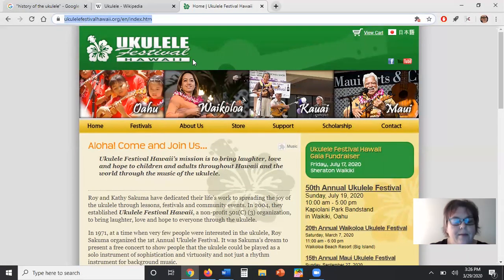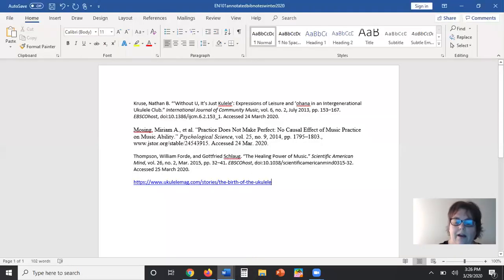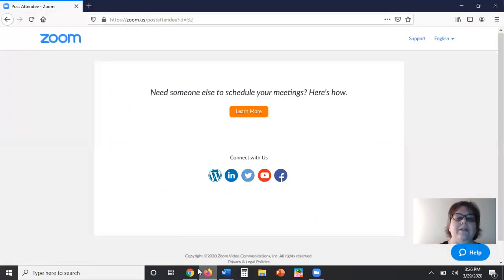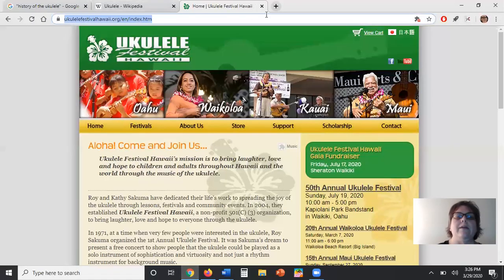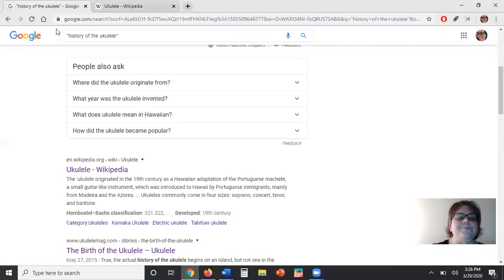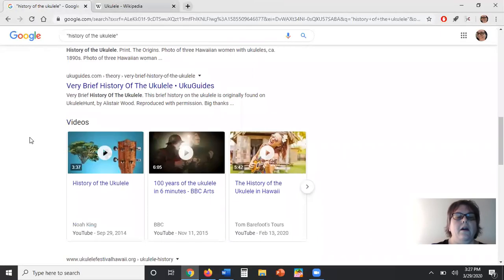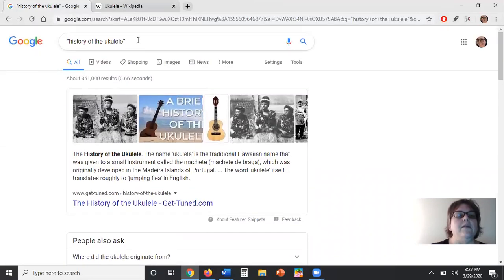I'm going to copy and paste that into my annotated bibliography notes page because I might want to go back and look at it and see if it's got any more information, but it doesn't really have what I'm looking for, right? So I do want something on the history of the ukulele. I'd hope to find that. But I'm going to go back here and I'm going to do this.